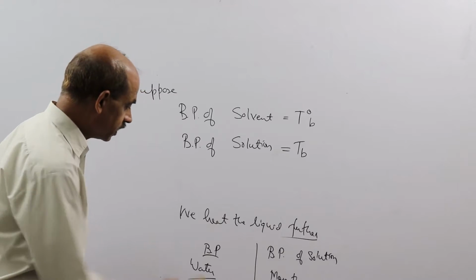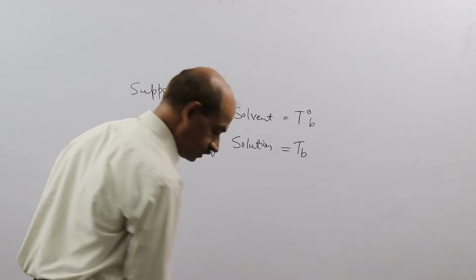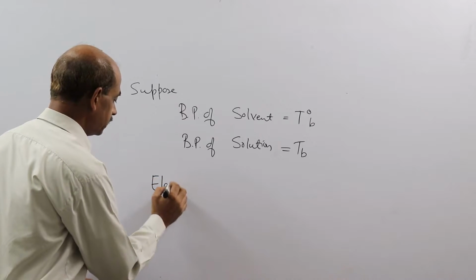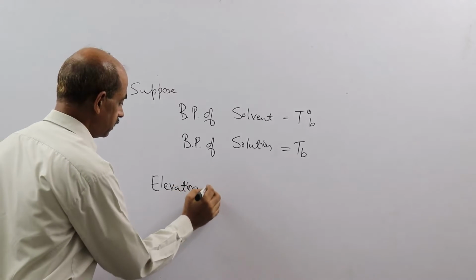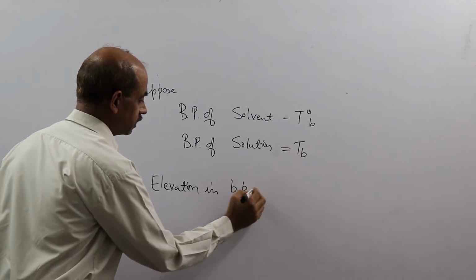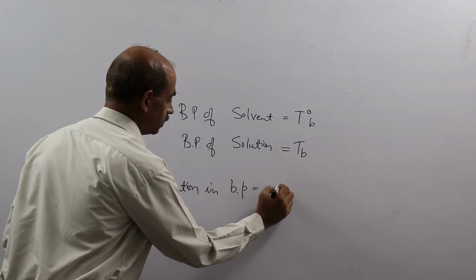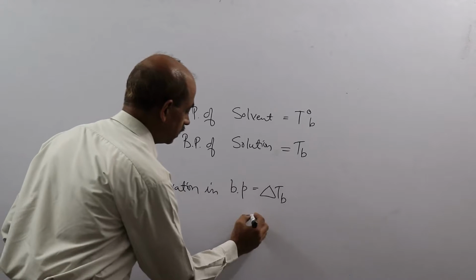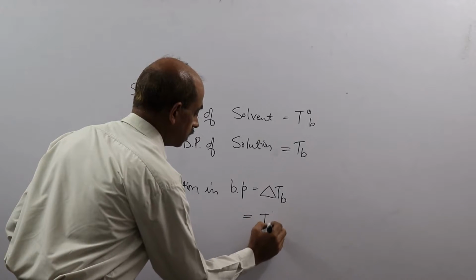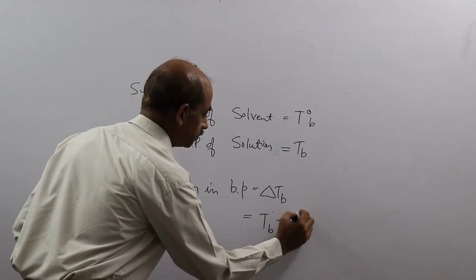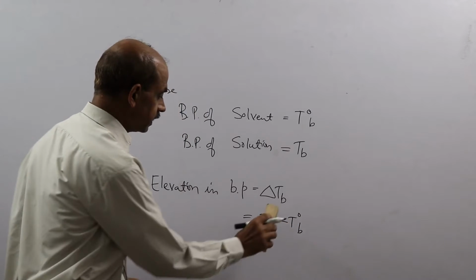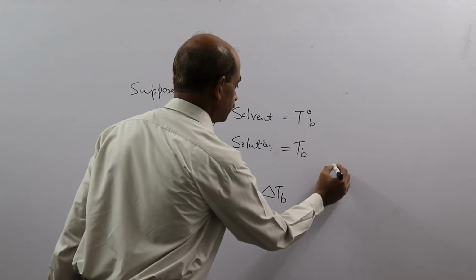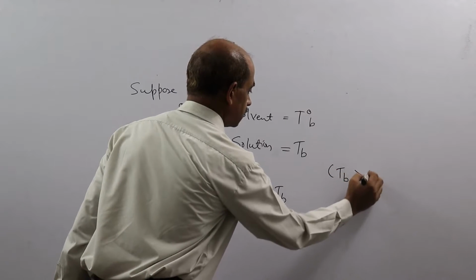Then the increase in the boiling point, elevation in boiling point we can say, will be denoted by delta TB, which will be equal to nothing but TB minus T naught B. TB will certainly be greater in this case. TB is always greater than T naught B.